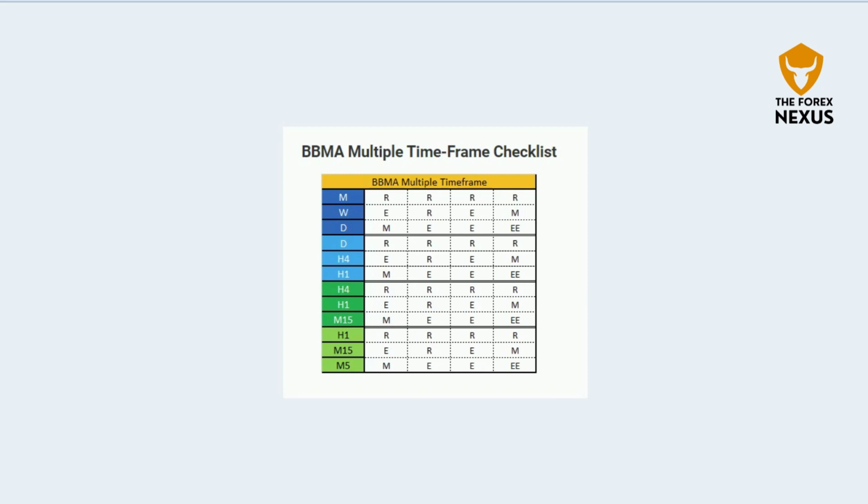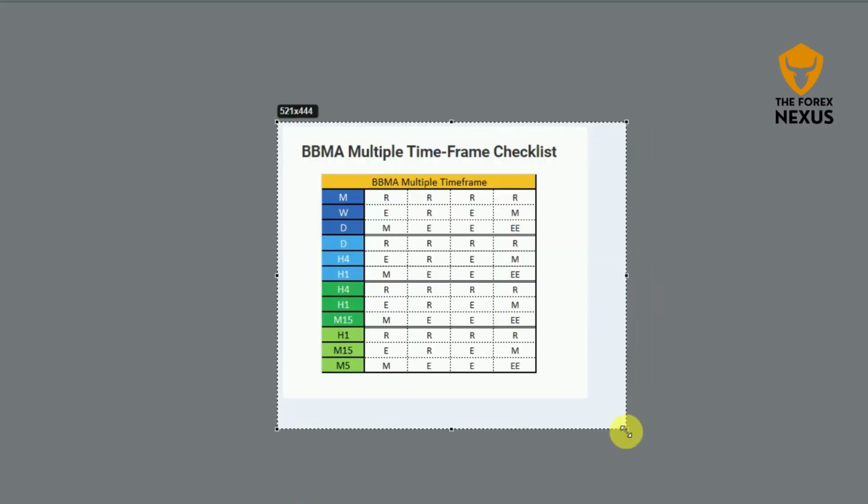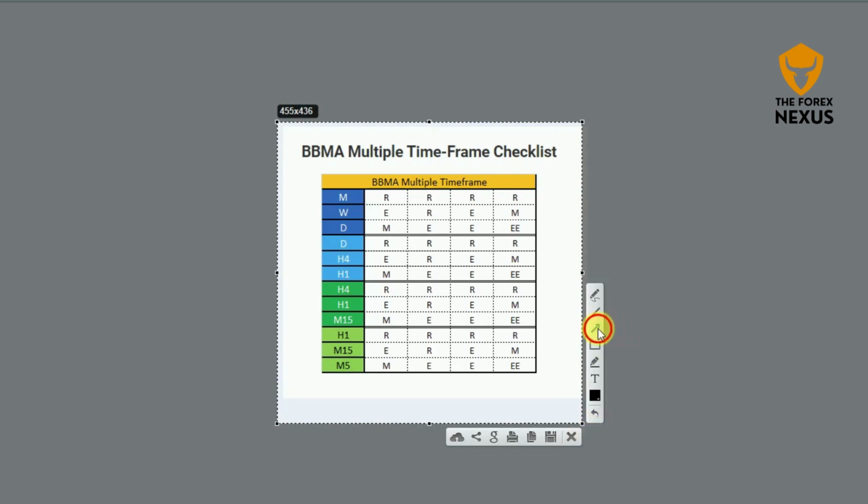First of all, let's make a checklist. This is the BBMA code: re-entry on first time frame, extreme on second time frame, MHV on third time frame.